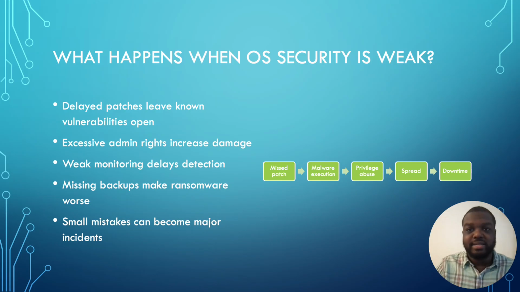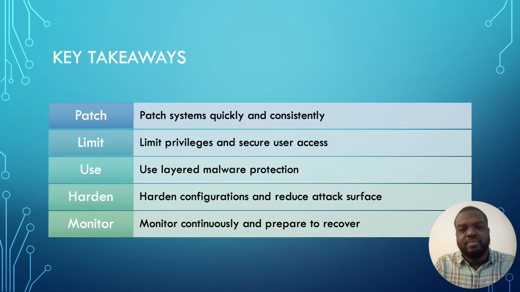The key lesson is that operating system security failures usually do not come from one huge mistake. They often come from several smaller weaknesses building on each other over some time. Now that we have looked at both the protection strategies and consequences of weak security, I want to close with some main takeaways. To conclude, protecting and securing an operating system effectively requires multiple layers of defense working together.